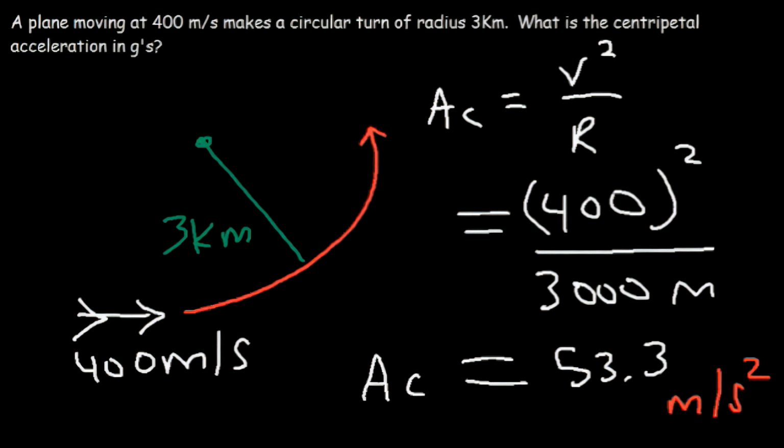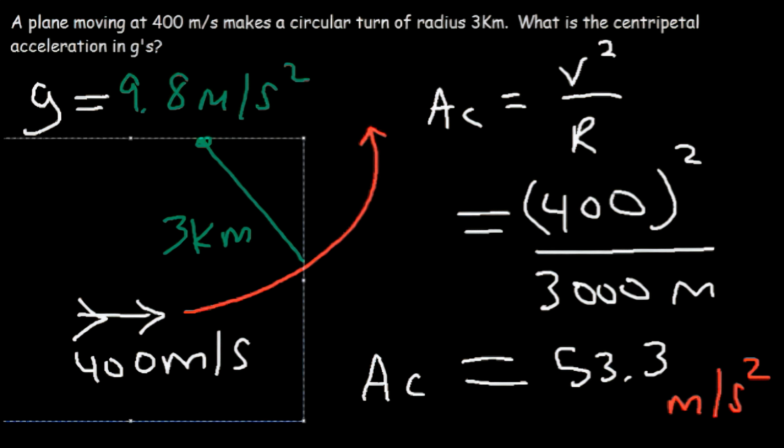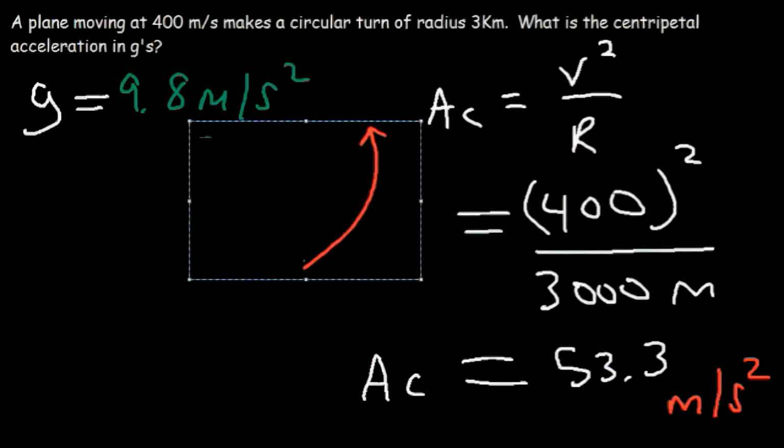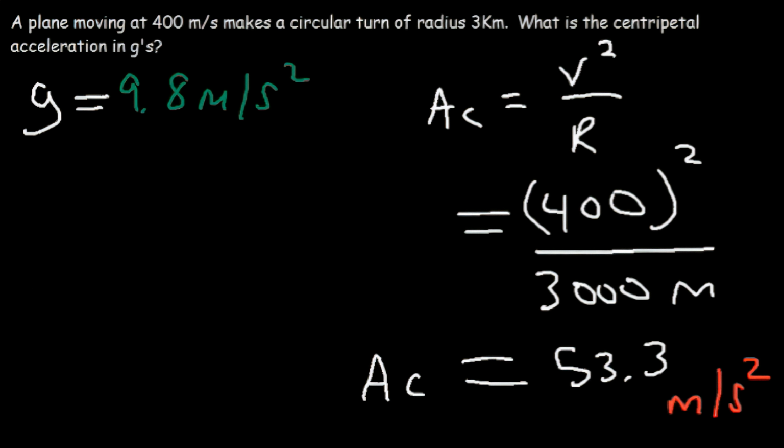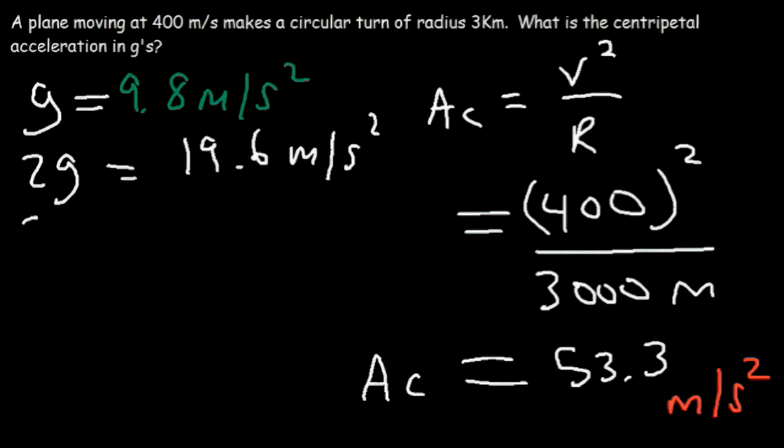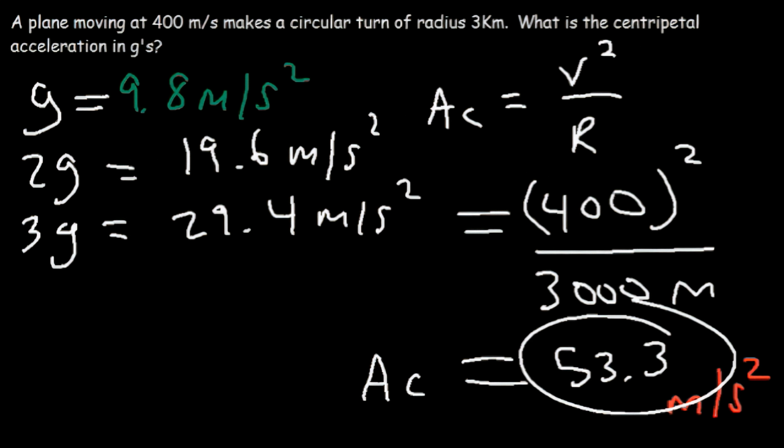Now what is the answer in g's? g, which represents gravitational acceleration, is 9.8 meters per second squared. So 1g is 9.8. What is the value of 2g? So 2g's is 2 times 9.8. That represents 19.6 meters per second squared. 3g's is equal to 3 times 9.8, which is 29.4. So how many g's correspond to 53.3? To find out, simply take the acceleration and divide it by 9.8.